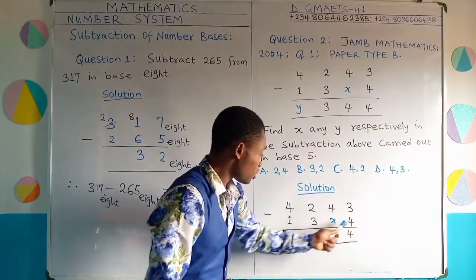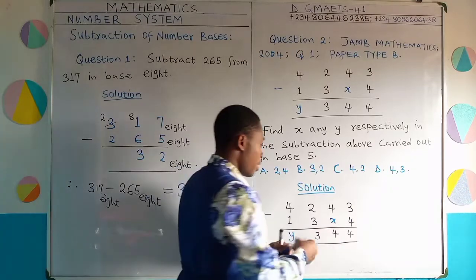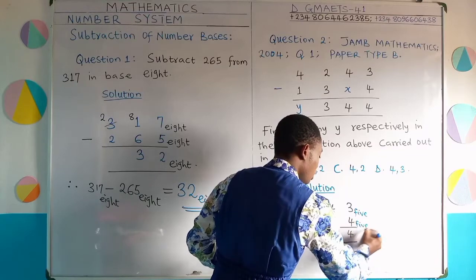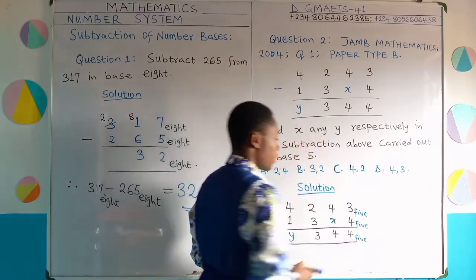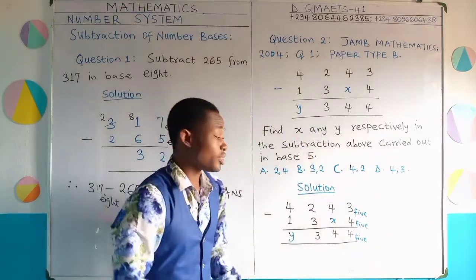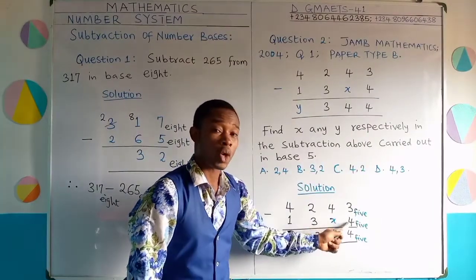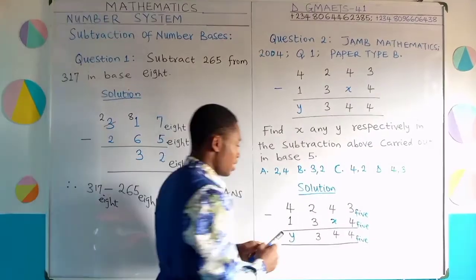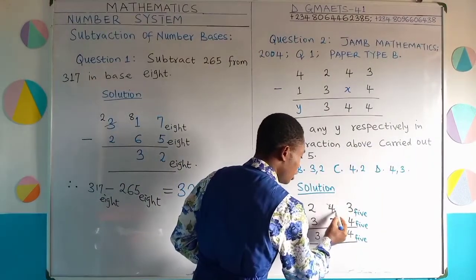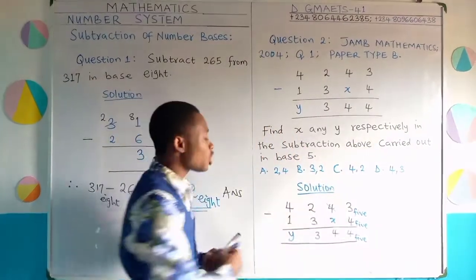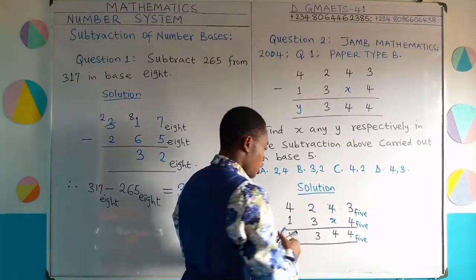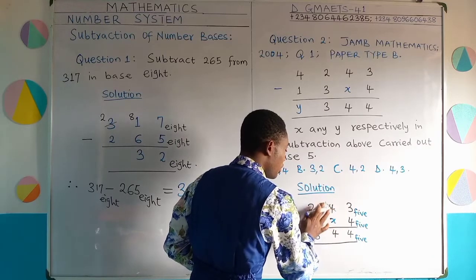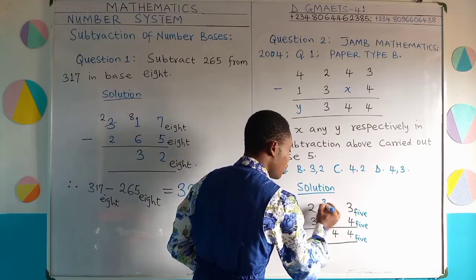3 minus 4. Please remember the calculation is done in base 5. So let me indicate base 5. So the answer also is in base 5. Now, imagine you are asked to do 3 minus 4. Oh no, that is not possible. So what do I do? It means I'm going to borrow 1 from here. I'm going to reduce this 4 by 1, and it will become 3. So I will indicate it is 3.